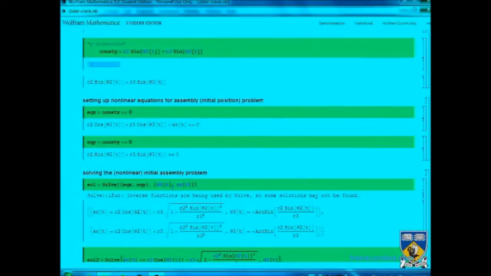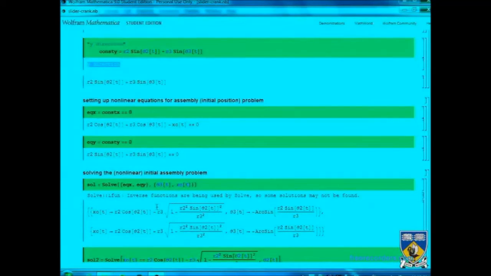You have a mobility 1 mechanism with 3 generalized coordinates and two constraints, so 3 minus 2 is 1.